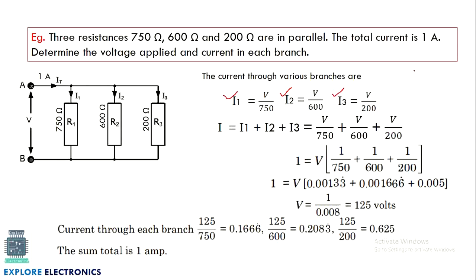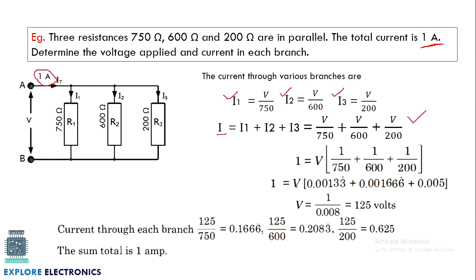And they have given the total current flowing in the circuit. The total current is 1 ampere. You can observe here this is 1 ampere current. So on the left hand side we will have I, and we can replace that by 1. 1 is equal to, if we take V common out of these three expressions, V into 1 by 750 plus 1 by 600 plus 1 by 200.